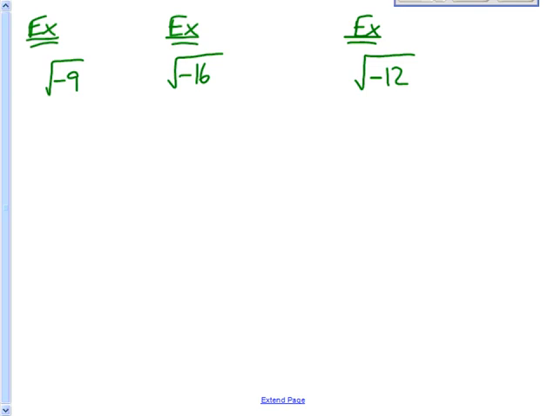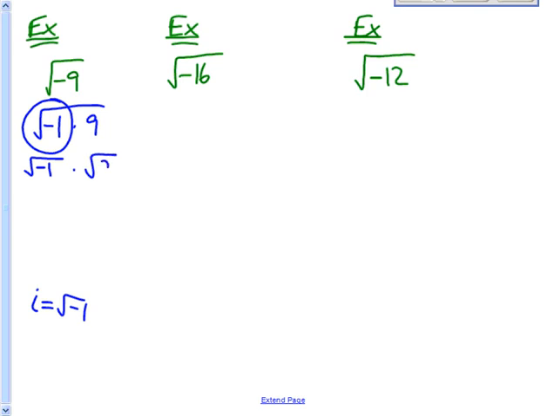So let's simplify some of these and put them in standard notation. What you want to remember is that i is the square root of -1. Anytime you're breaking these down, I like to use the product property. For the square root of -9, I say -1 times 9 is -9. The square root of -1 is i, and you can even split that up if you want to. What's the square root of 9? 3. So the square root of -9 is 3i.